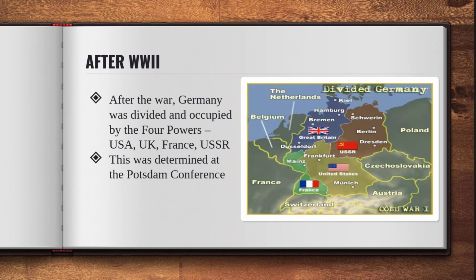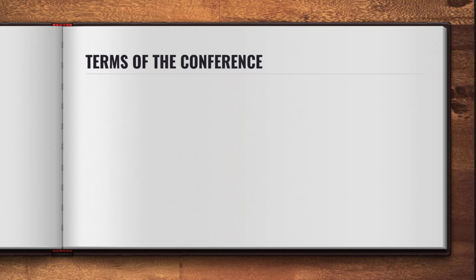So this map shows the divided Germany. You can see the flags there that show you who was occupying what area. The blue area is Great Britain or the UK. The brown area was the Soviet Union or the USSR. The gold area is the United States. And the green area, which you see is a very narrow place there, is the area that France occupied. So this was again decided at something called the Potsdam Conference, and there were some terms at this conference.